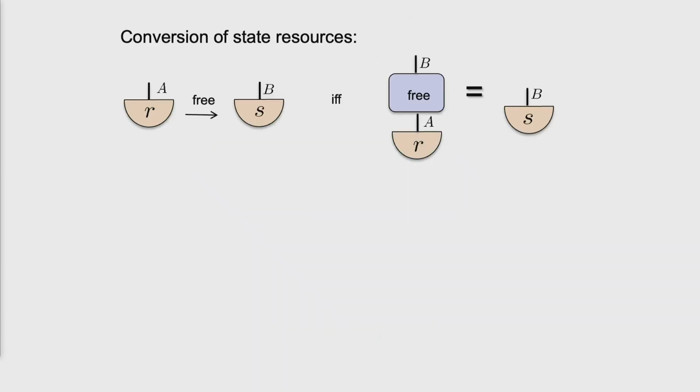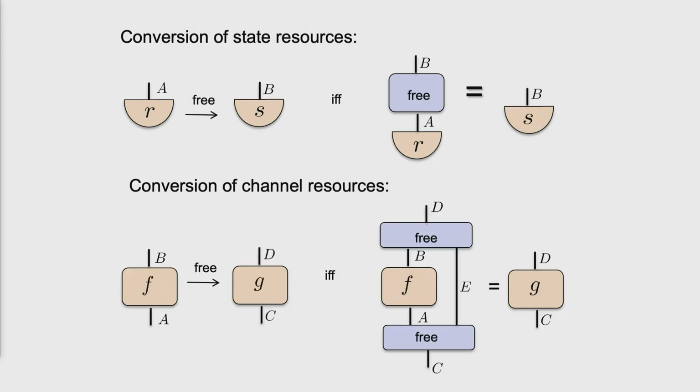Okay, so then questions like state conversion become: can I take, say, a state R on A to a state S on B for free? That's just asking the question of, is there some process which has A as input, B as output, and is in the free set? If so, then I say this conversion is possible under the free operations. If not, it isn't. I can do that for channels as well.